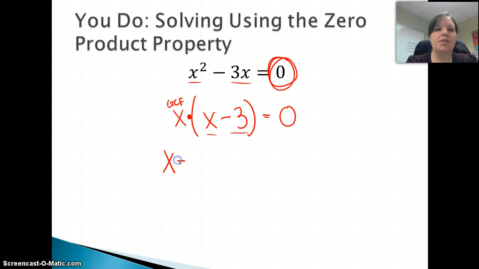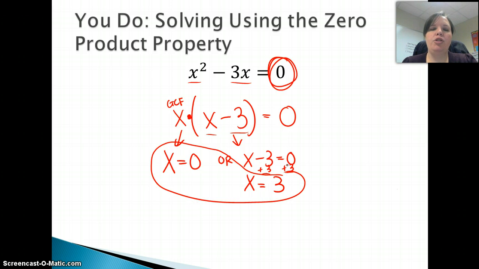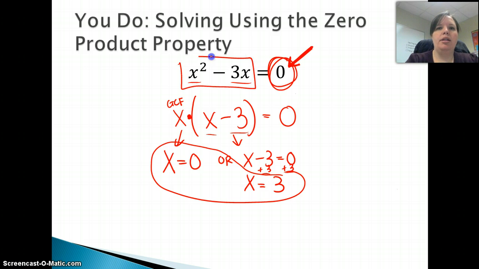So either x, the first quantity, equals 0, or the second quantity equals 0. So add 3 to both sides, either x equals 0 or x equals positive 3. So one of those two values. Generally speaking, the two things you want to keep in mind: the 0 on one side of your equal sign, so you can use the zero product property, and then the factoring of your, generally speaking, quadratic.